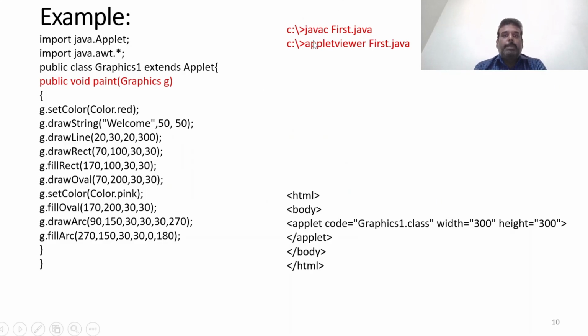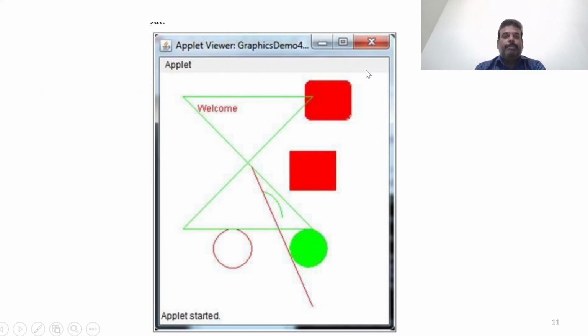So to run this program, you have to give javac first.java. So the file name is first.java, and then the appletviewer. If you are going to run this program, I have to give appletviewer first.java. So this is for compiling, javac first.java. And for running, I have to use this command, appletviewer first.java. So if you execute, you will have this output program.